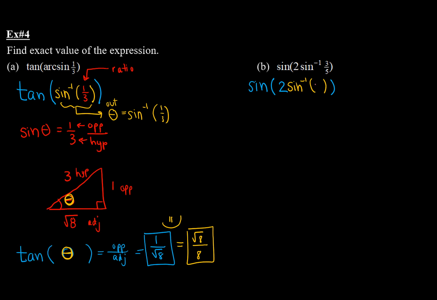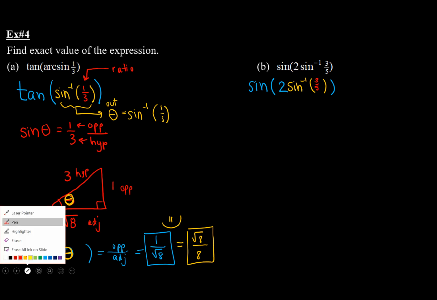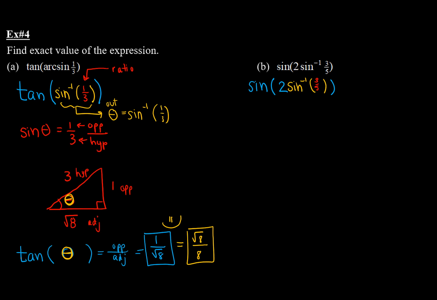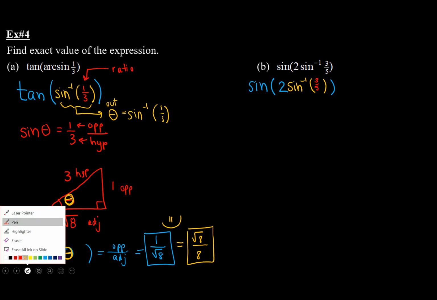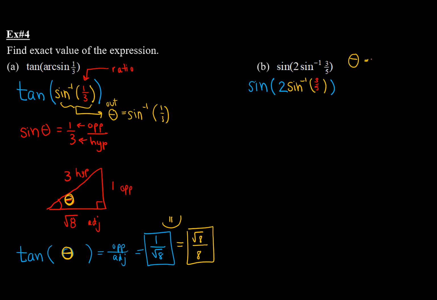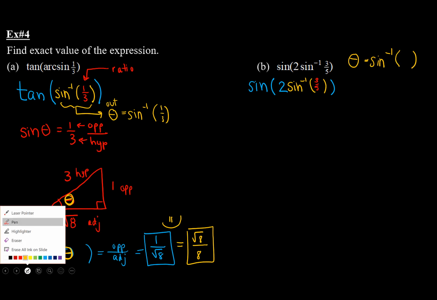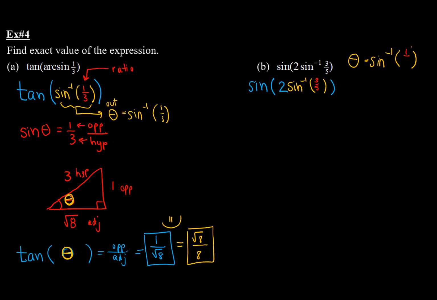Making my reference triangle. Teaching in my living room's kind of weird. I've got my stuff color coded. So remember that theta is equal to the inverse sine of the ratio of sides, because we put in a ratio of sides, and what we get out is a triangle.